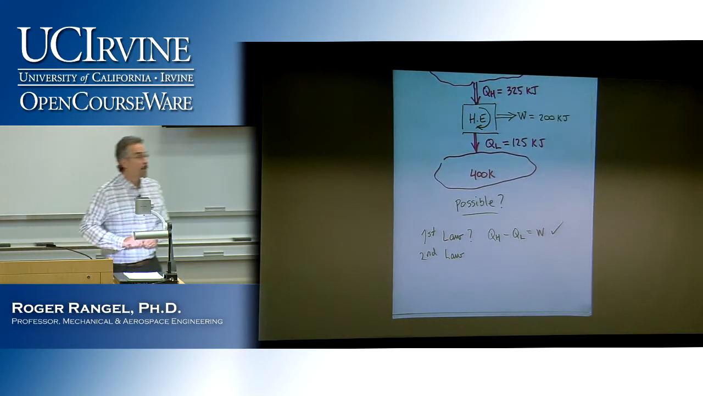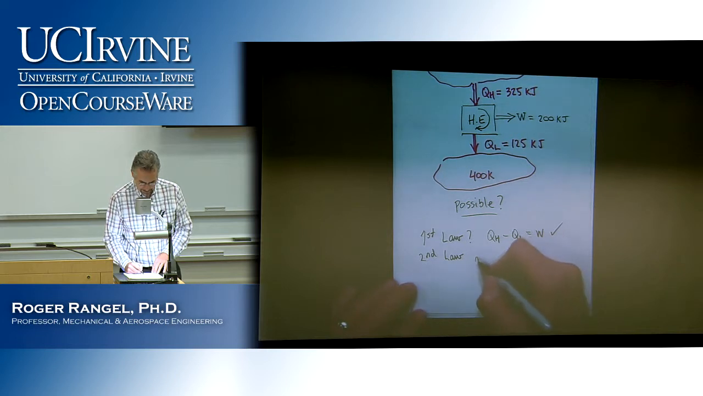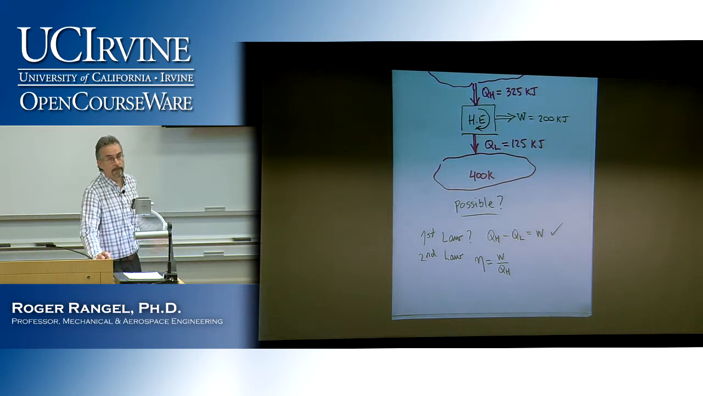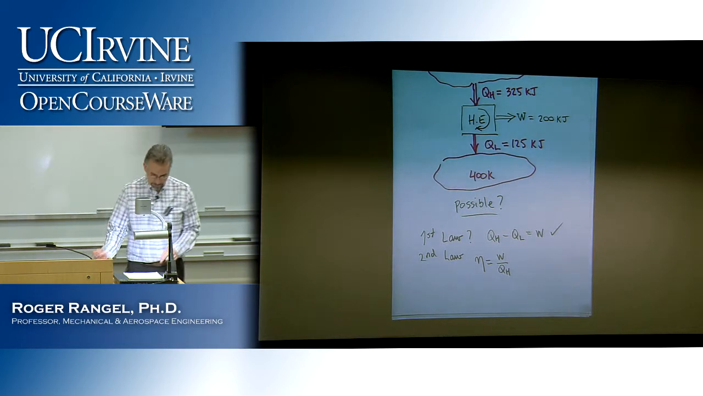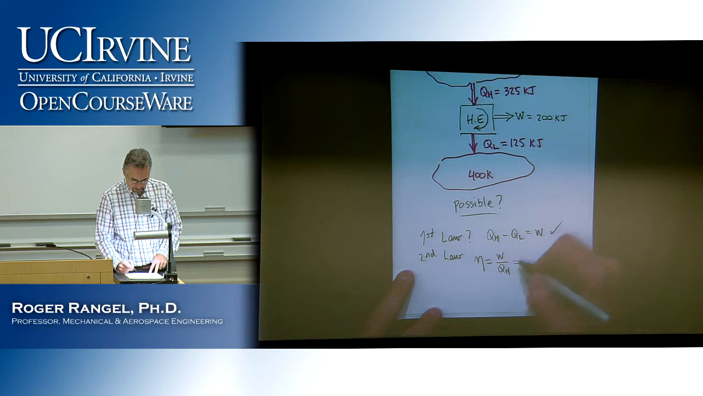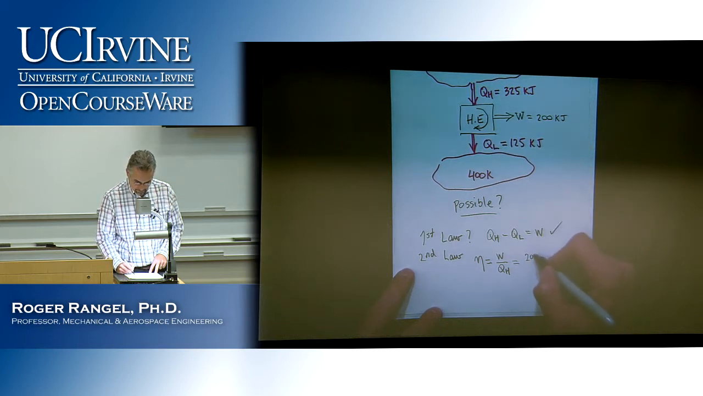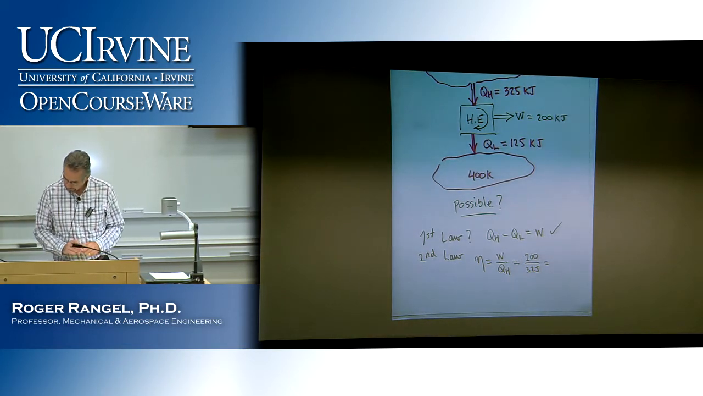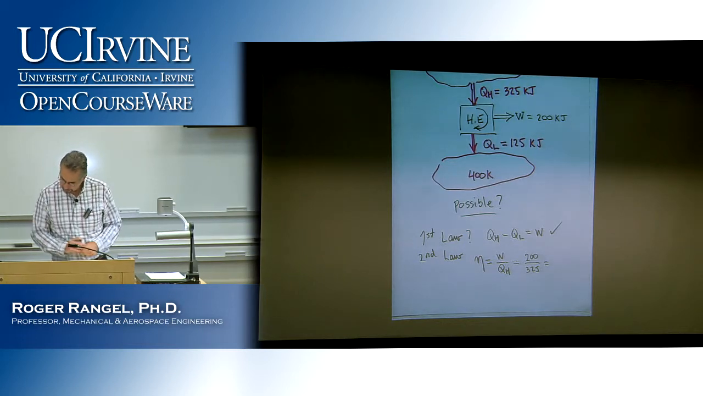The efficiency in general, for any engine, we know it's W over Q sub H. That's true for any engine. So I can go ahead and compute this because I have all these quantities. So I do 200 over 325, and I can get a number. Do I have that? I'm not sure.